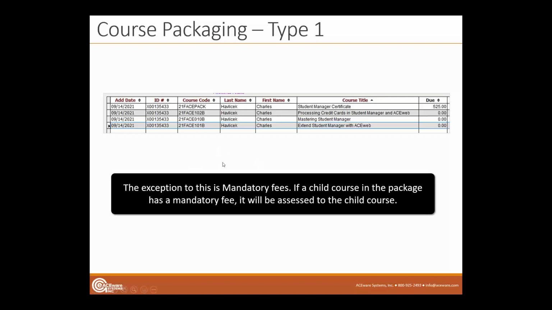Once they've enrolled in this, the exception is a mandatory fee. If you're giving the child course a mandatory fee, it'll be assessed to the child course. That'll be the only way that you can assess a fee in a packaging type 1 class. So in this case, Chuck Havlicek signed up for the Student Manager Certificate program, cost $525, and that $525 gave him these 3 classes that he enrolled into.